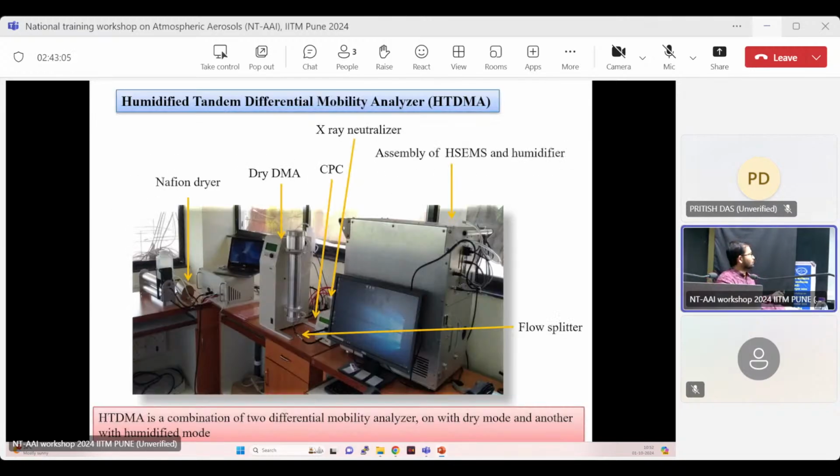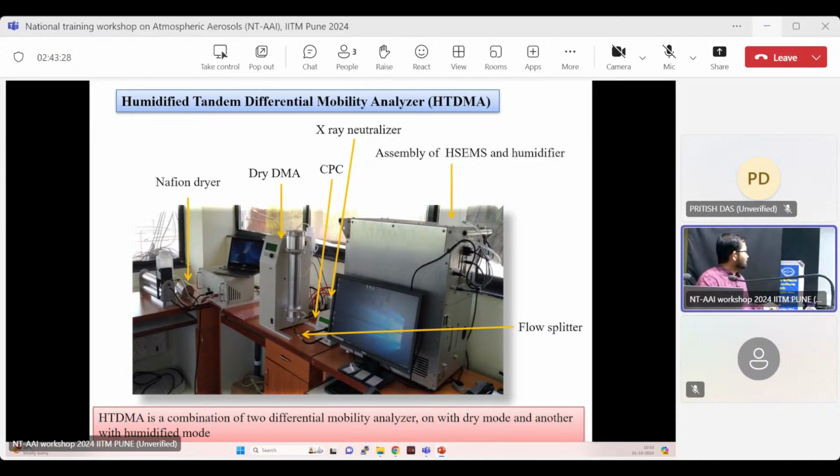So this humidifier tandem differential mobility analyzer we basically use to directly measure aerosol hygroscopicity. It's a combination of two SMPS basically. One we run as a dry DMA, dry SMPS. The other is a combination of a humidifier and a wet SMPS, that is, a humidified SMPS.